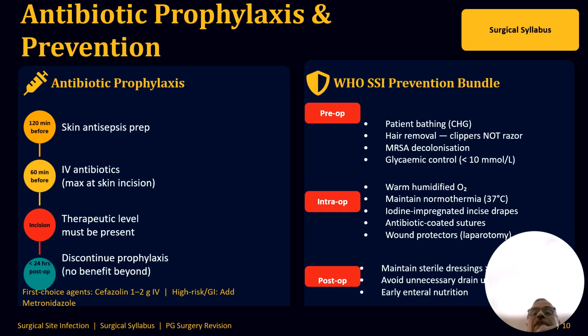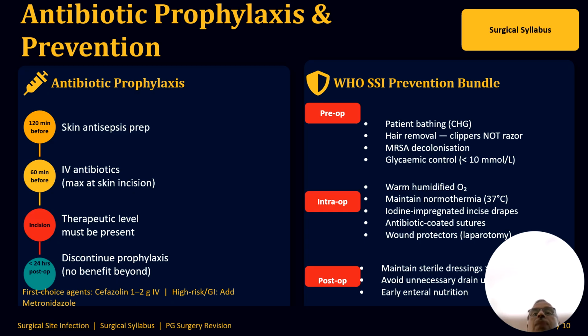At incision, a therapeutic level of antibiotic must be present for it to take effect. And within 24 hours post-op, discontinue prophylaxis. There is no benefit beyond that, unless the type of surgery or the patient's general condition dictates a prolonged course of antibiotics. The first choice of antibiotic agents are third generation cephalosporins like cefazolin, 1 to 2 grams IV. And for GI cases, you must also add metronidazole to take care of anaerobic infection.